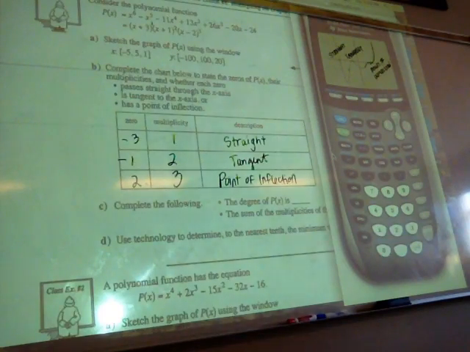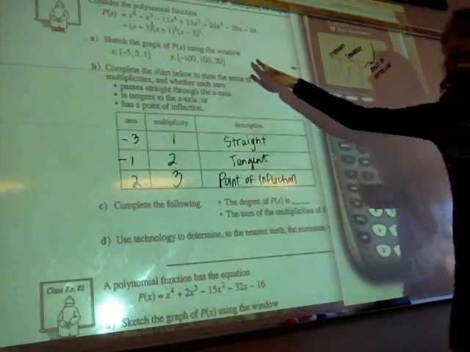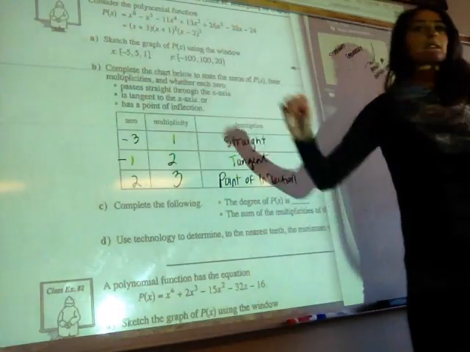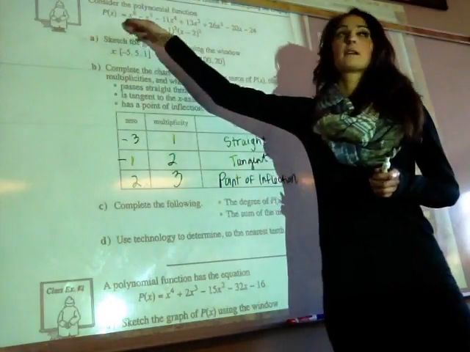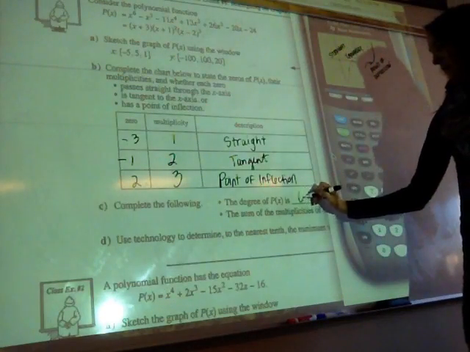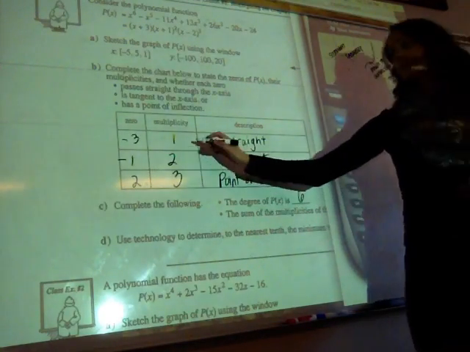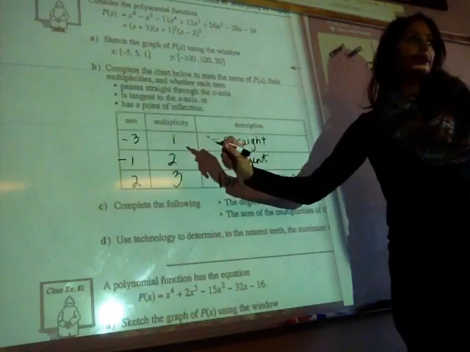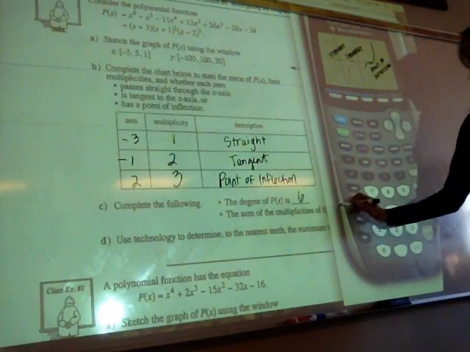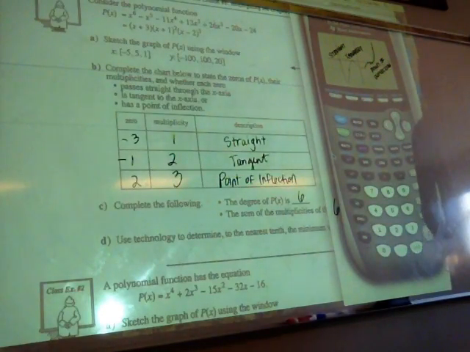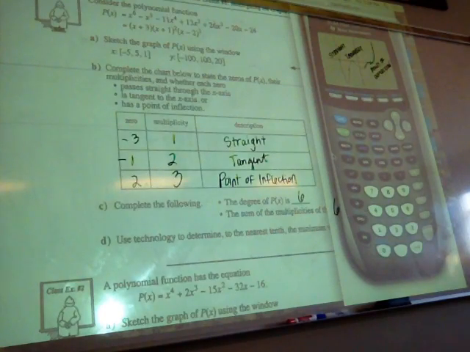Okay guys, so looking back at the polynomial that we started with, what is the degree? 6, good. And what would be the sum of the multiplicities? 1 plus 2 plus 3, you get 6 again. So what we can summarize is that whatever the degree of the polynomial is, that will be the sum of the multiplicities.